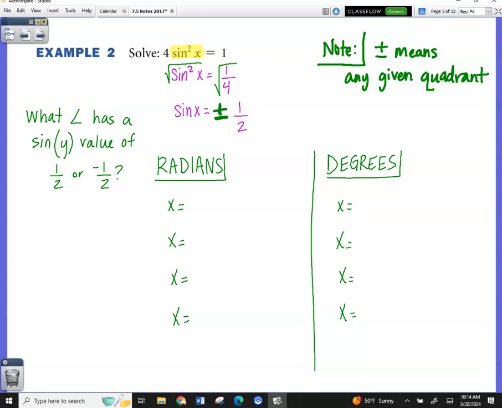So go to your unit circle. You're looking for where y is positive 1/2 and negative 1/2. And you're writing those down. And then I want you to write the whole thing to address the coterminal angles.